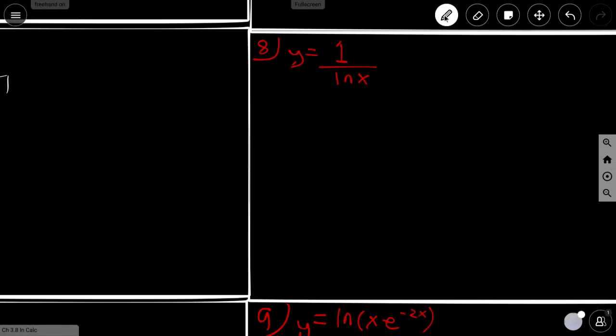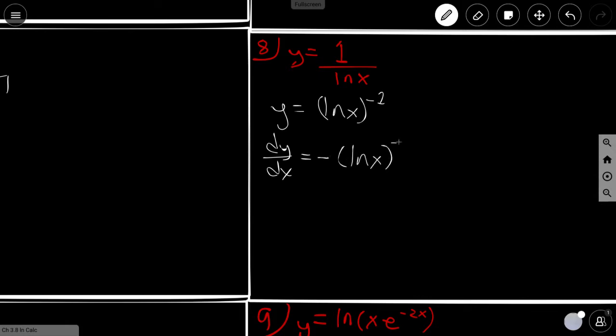Next one. Let's go ahead and do the same step that we did in the last problem. We're just going to rewrite it, ln x to the power of negative 1. And then we're going to differentiate, which is going to give us negative ln x to the negative 2. And we're going to go ahead and apply the chain rule.